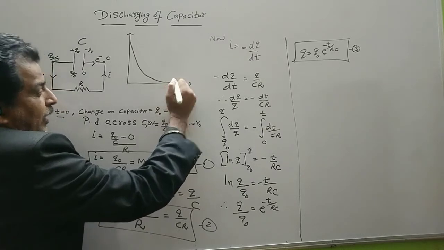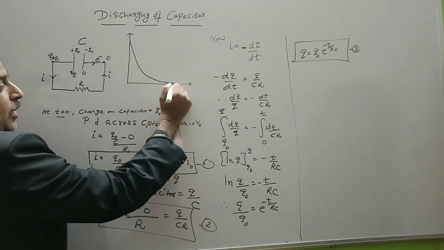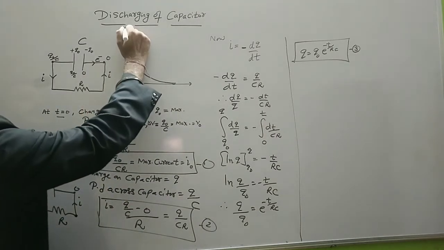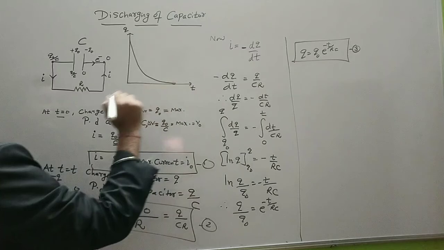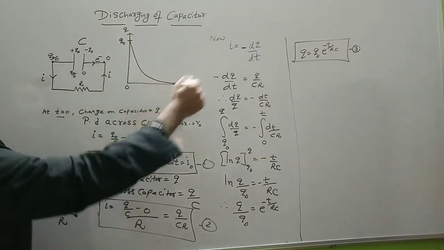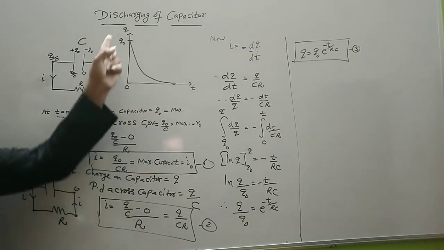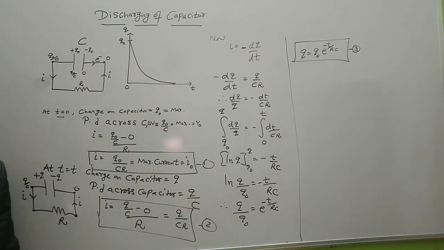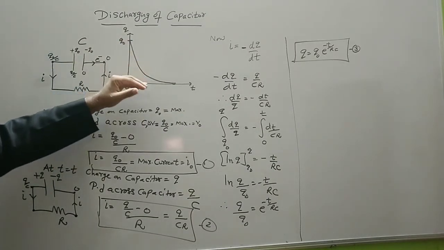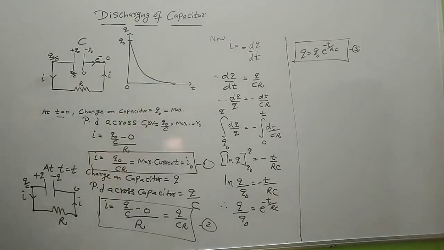Again, it will never touch this. The charge can never become 0, or it takes an infinite time. So this is Q versus t. This is the maximum charge. As the time is increasing, the charge is decreasing exponentially. Again, initially it decreases very fast, then it takes a long time to discharge.